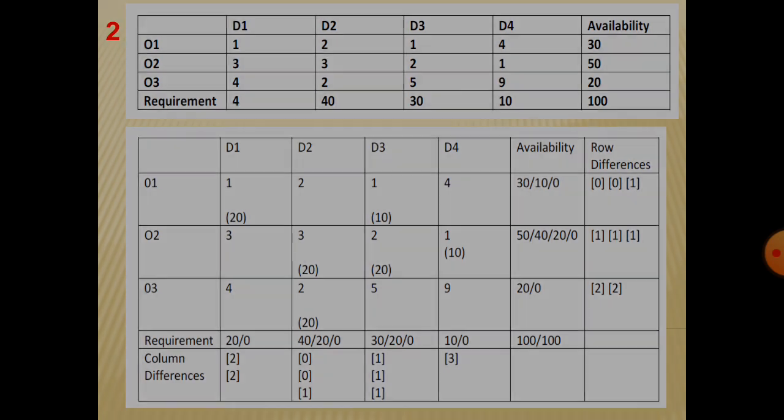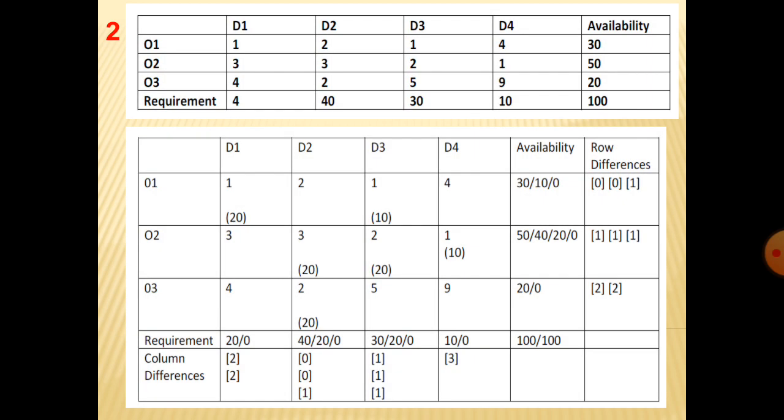you are going to find the total cost: 1 into 20, 1 into 10, 3 into 20, 2 into 10, 1 into 10, 2 into 20, and you write down the total cost. Okay.